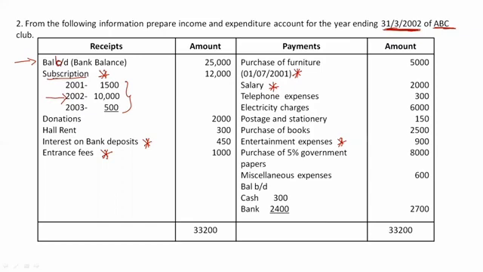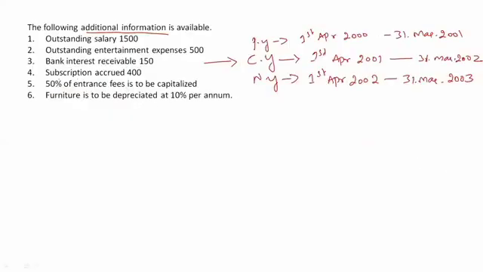We have taken current year subscription, rupees 10,000. We have an adjustment relating to it. So let's see what the adjustment is. They are telling subscription accrued rupees 400. So you should know the meaning of accrued here. Accrued in the sense still receivable. I had to receive a certain amount of subscription, but still I have not received it. Clear?